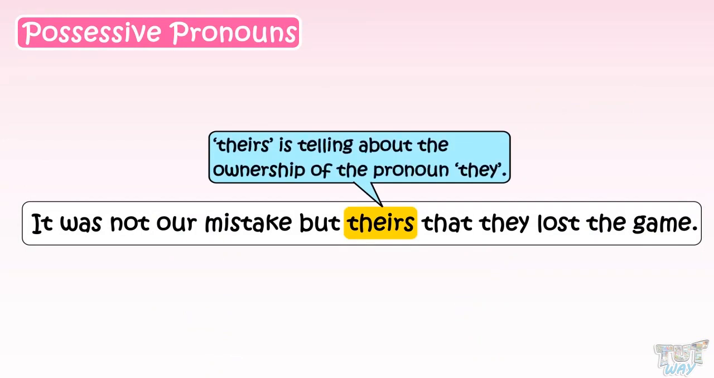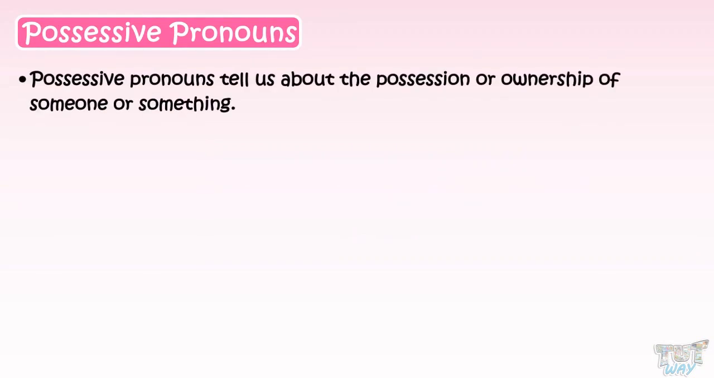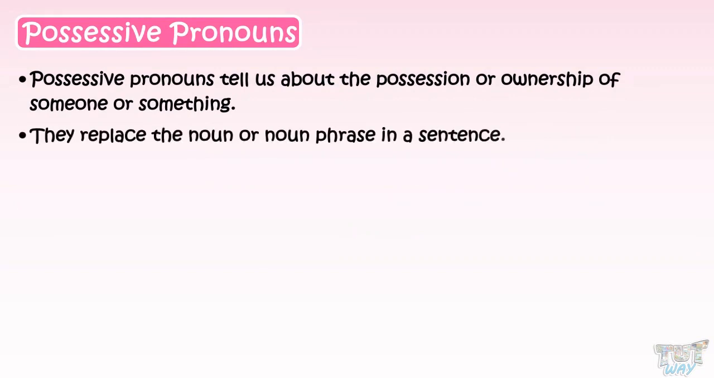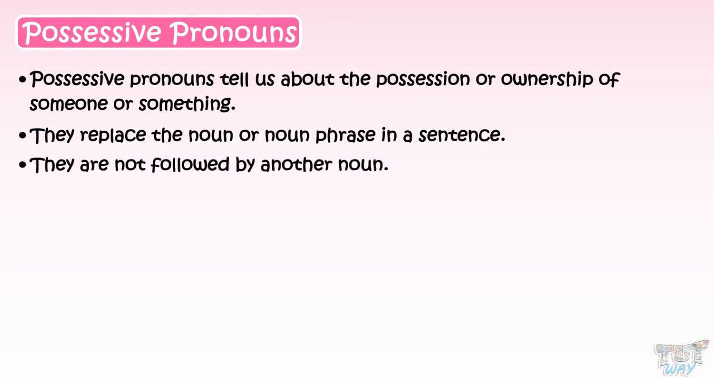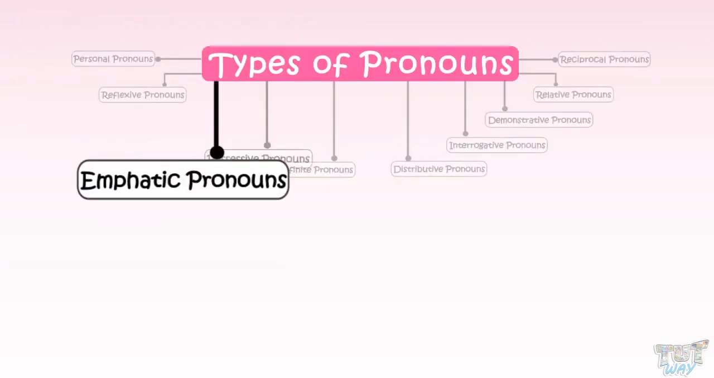So kids, possessive pronouns tell us about the possession or ownership of someone or something. They replace the noun or noun phrase in the sentence, and they are not followed by another noun. Also, they make a sentence less repetitive. So friends, that's all for today. We have learned what are emphatic pronouns and what are possessive pronouns.